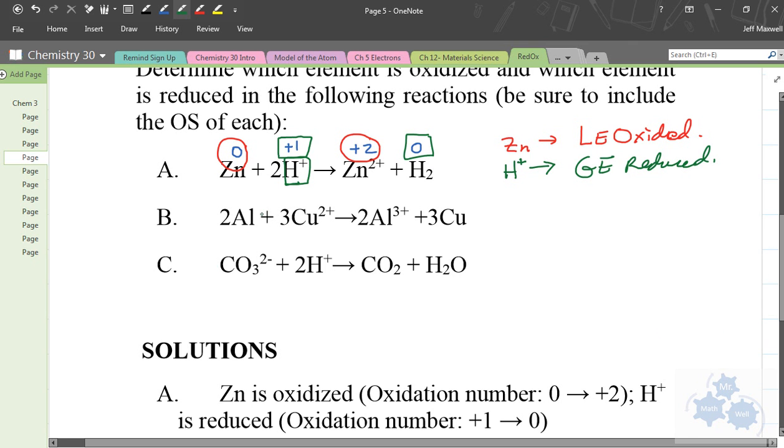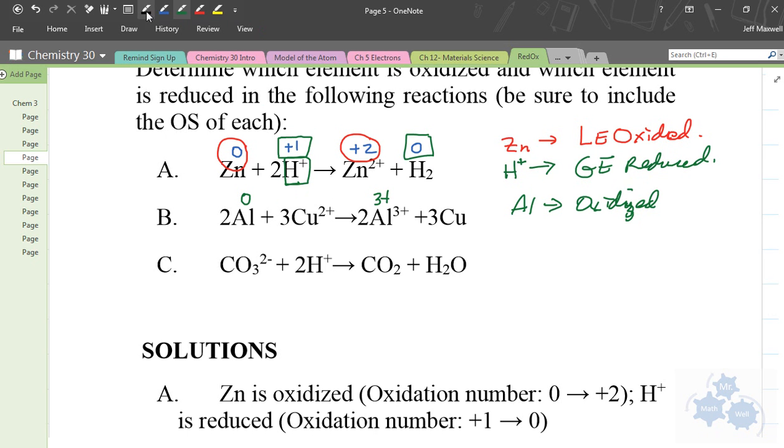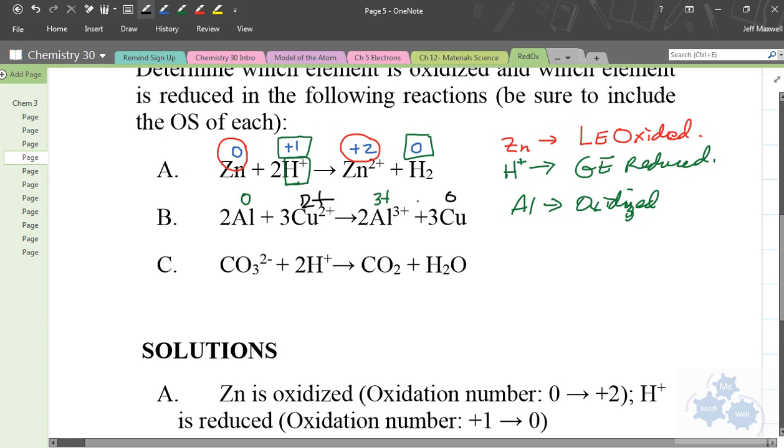Alright, so B, well, aluminum. Let's just look at aluminum first. Aluminum is 0, and it's going to 3+. So is it gaining electrons or losing electrons? It's losing electrons, so that is oxidized. Right? LEO, losing electrons, oxidized. Or OIL RIG, oxidation is loss. I don't like OIL RIG so much. Anyways, Cu2+. Okay, so we've got 2+ and 0. So this is gaining electrons to become more negative. So Cu2+ is reduced.